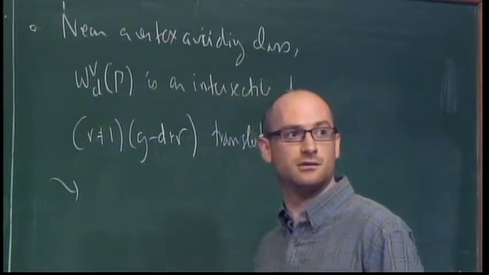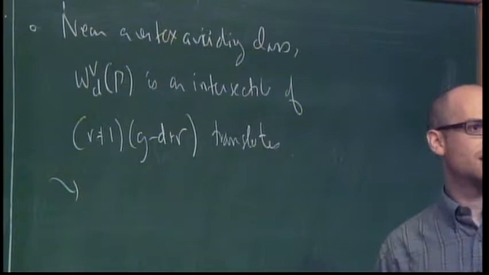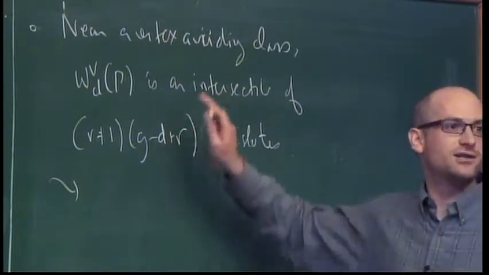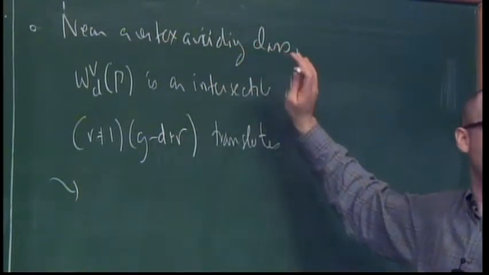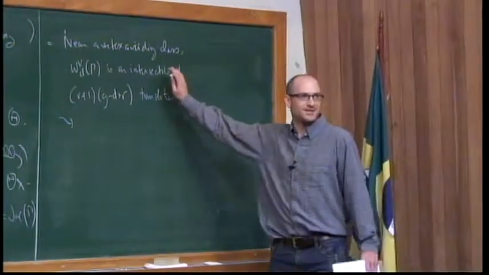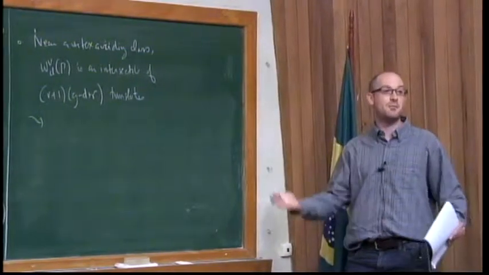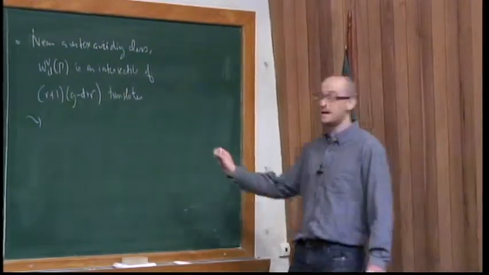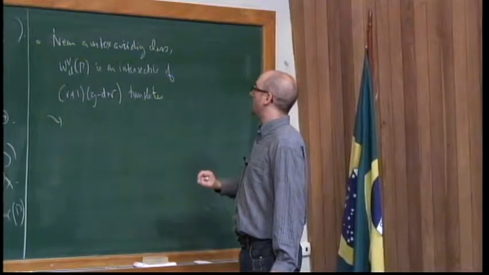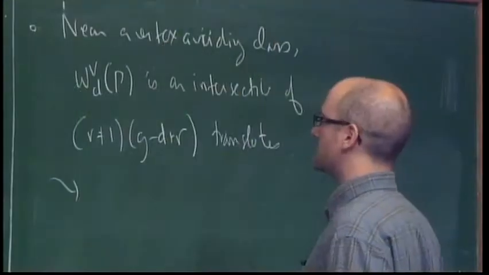In my talks, I think I just called those generic. I didn't use the term vertex avoiding. Okay, so what Matt called generic, we've always been calling vertex avoiding. It has a very specific definition. So it's not just some open set. It's a very specific open set.